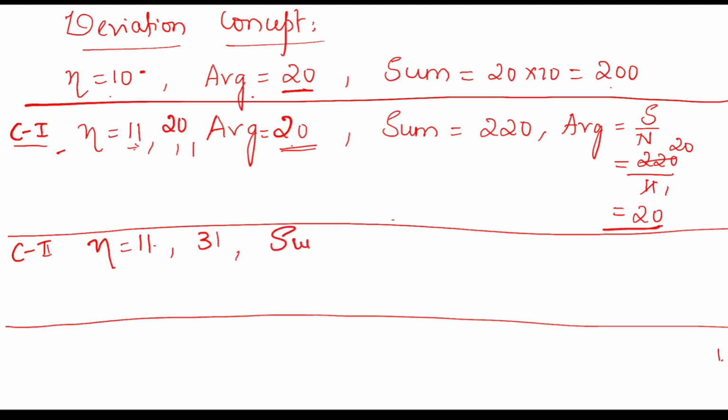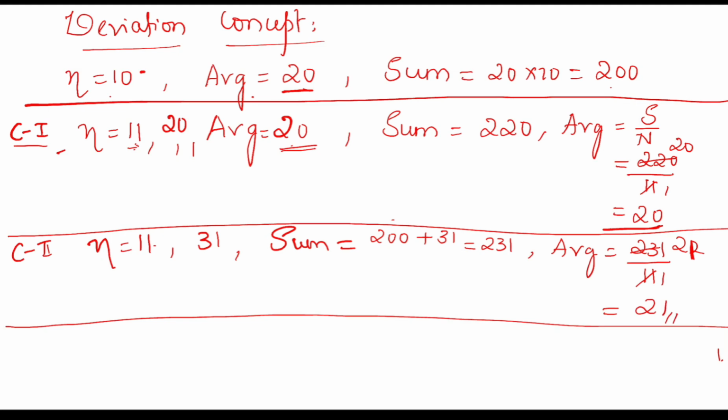Sum will be 31 into 11. Or previously there were 200, a new child came and he brought 31 sweets with him. So the sum is 200 plus 31, which is 231. Then what will be the average now? Again, sum upon number. So the sum is 231 now, and the number of students is 11. So 11 ones are 11, 21s are 231. So the average became 21. That means each child now has 21 sweets with them.